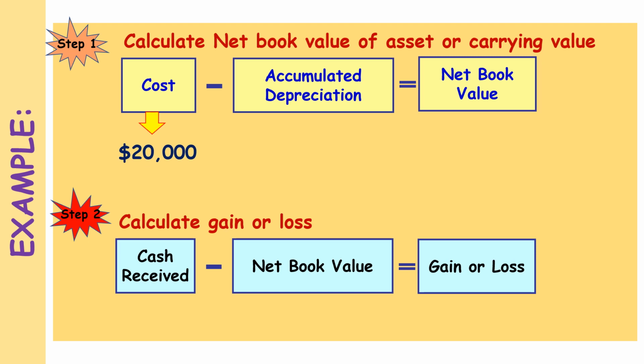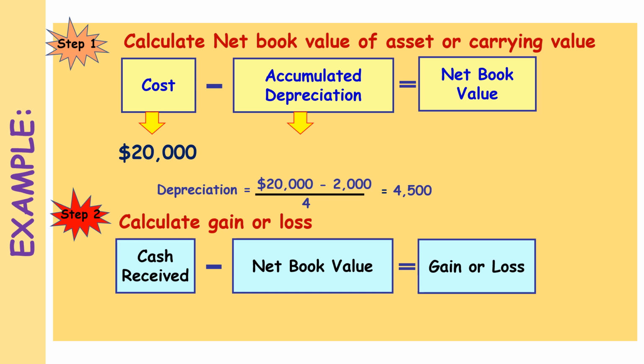Now we know the cost of the asset given in the question, $20,000. We don't know what the accumulated depreciation is. Again, it is the depreciation from the purchase time up to the sale time. But we can calculate that by first calculating depreciation of 1 year using the straight line method. That's $4,500. And then ask ourselves, how long was this asset used?